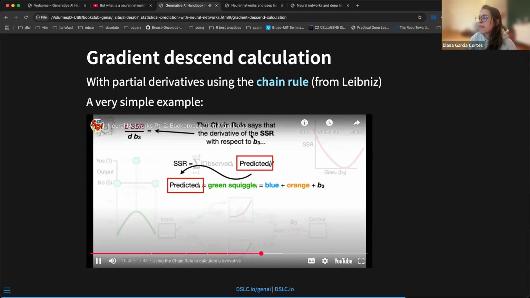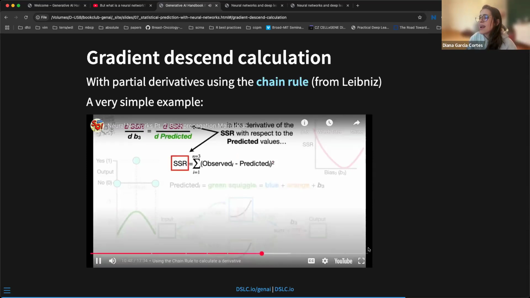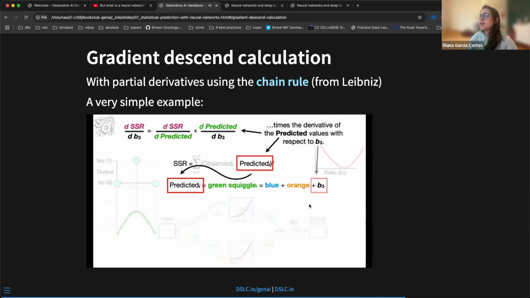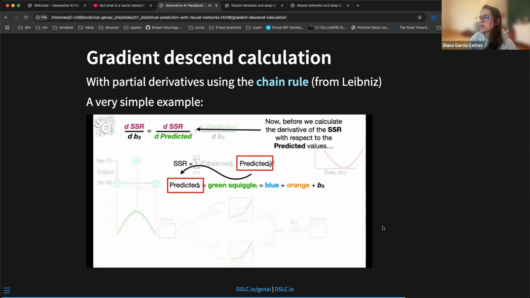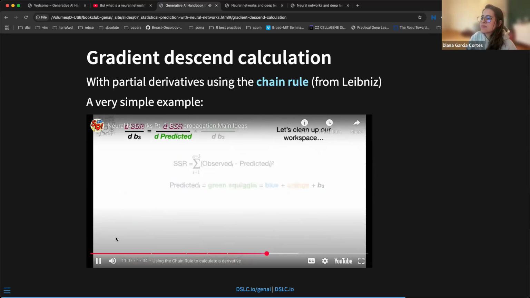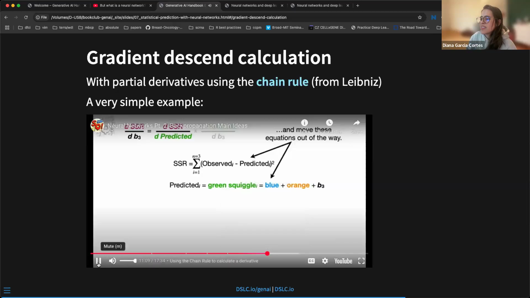The derivative of the sum of the squared residuals with respect to b sub 3 is the derivative of the sum of the squared residuals with respect to the predicted values times the derivative of the predicted values with respect to b sub 3. Now, before we calculate the derivative of the sum of the squared residuals with respect to the predicted values, let's clean up our workspace and move these.